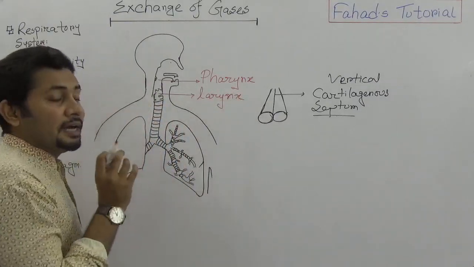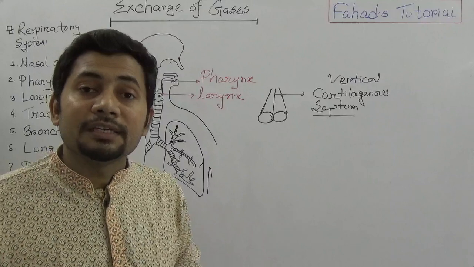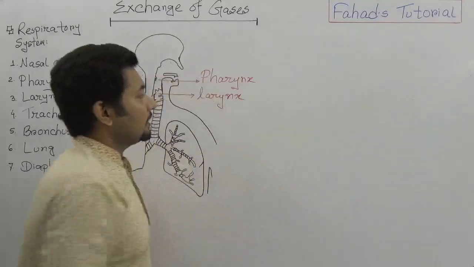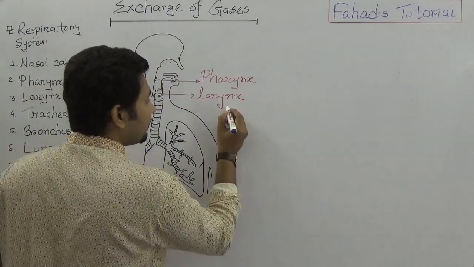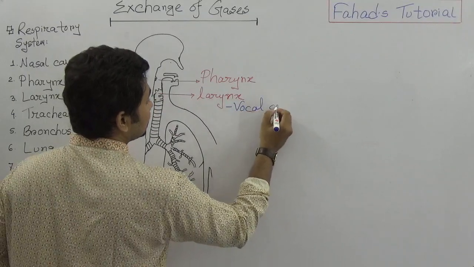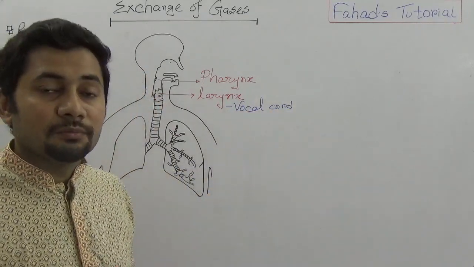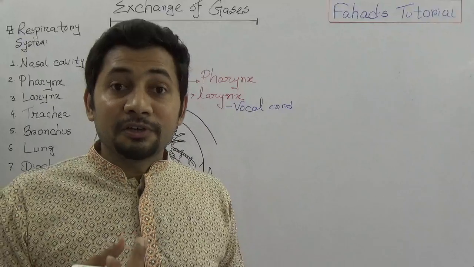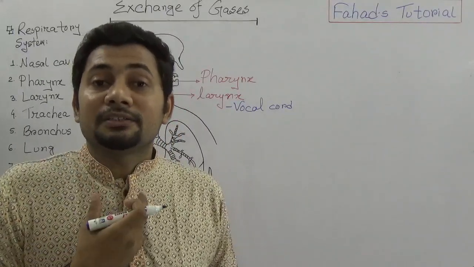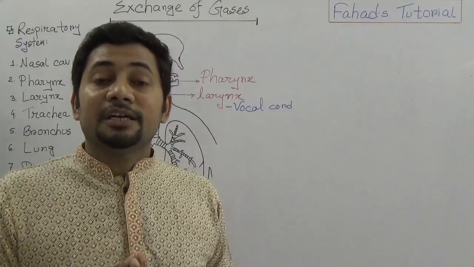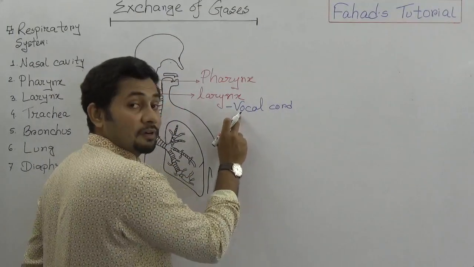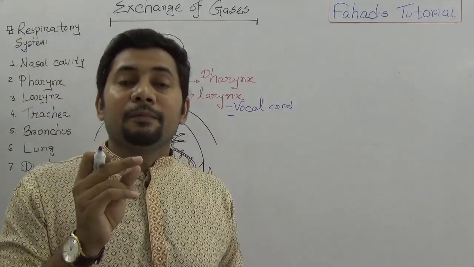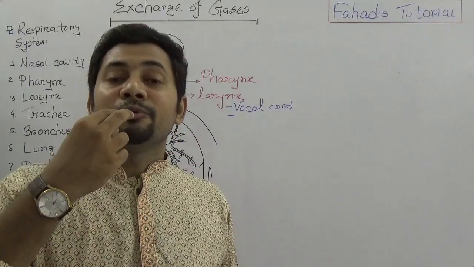In larynx we have different folds which are known as vocal cords. The vocal cords generate sounds. We are talking because of the vibrations of the vocal cords. We know that sounds are produced from vibrations. So we are talking and producing sound because of the vibrations of the vocal cords.